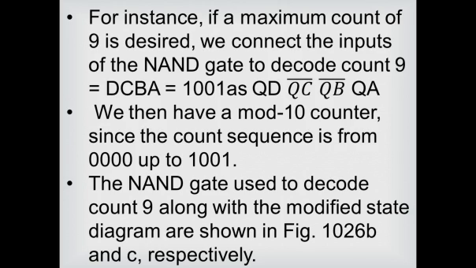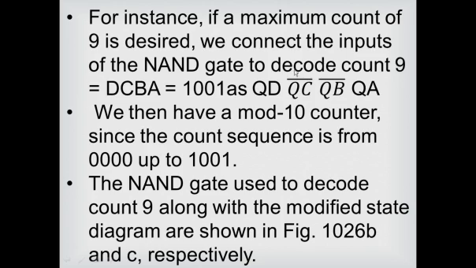So 9 should be there, and corresponding to 9, what is the binary number? 1001. So what kind of input do I have to give to the NAND gate so that the output of the NAND gate is going to be low? QD should be 1, QC should be 0. That means QC bar is going to be 1, QB is going to be 0. So QB bar is going to be 1 and QA is 1.